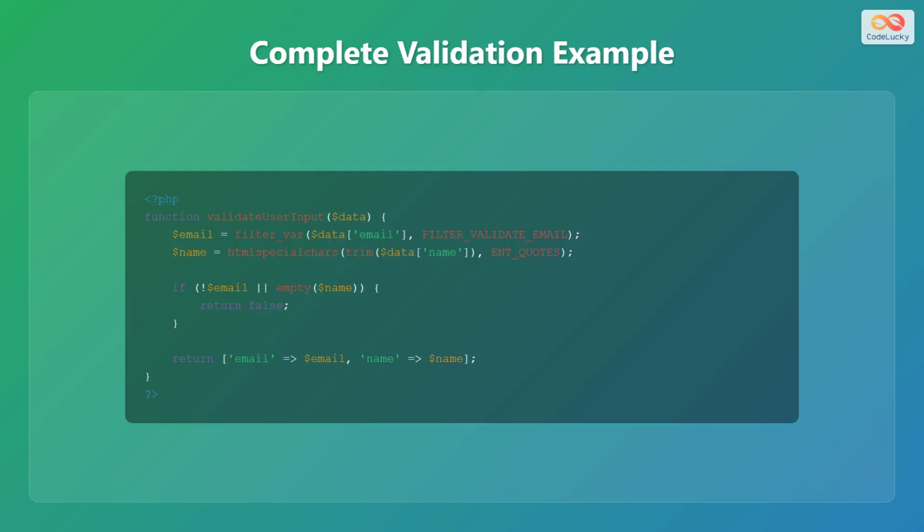Next, there is a conditional statement. If not email or if the name variable is empty, then the function will return false. Otherwise, the function returns an array with the validated email and name.